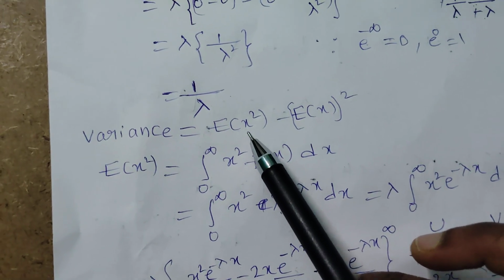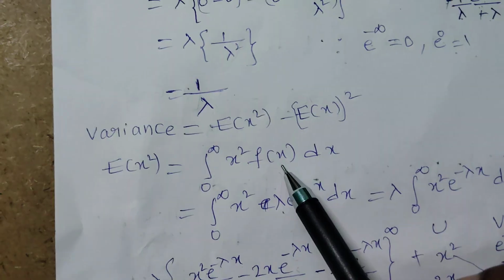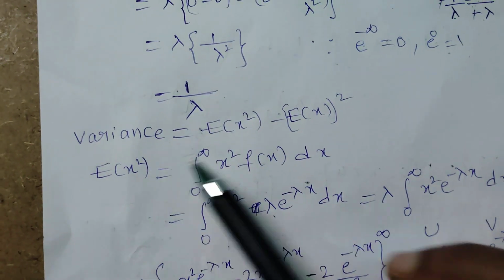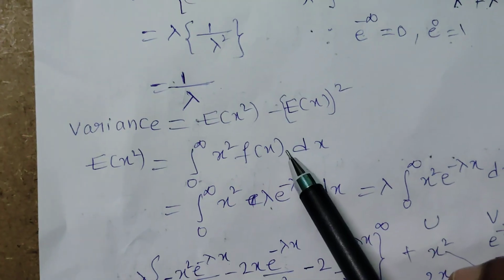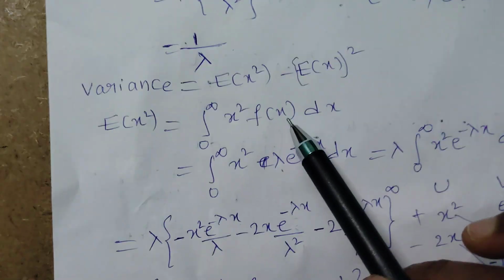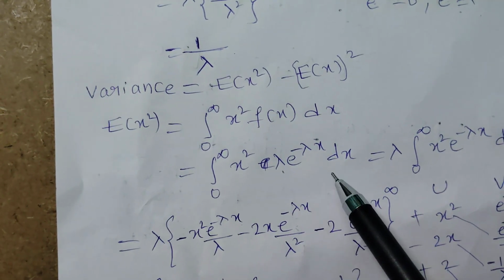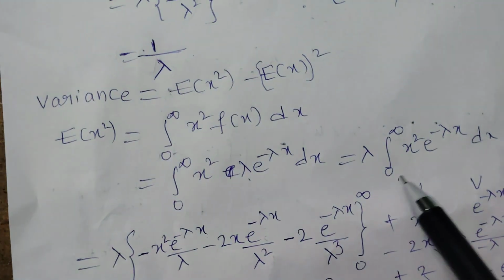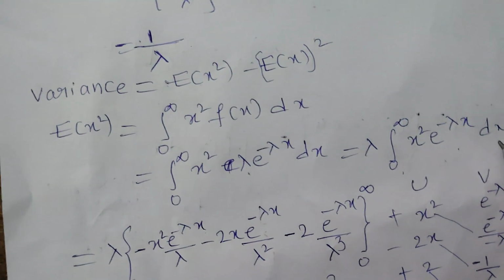E of x square means here we get x square into f of x. What is f of x for exponential? Lambda into e power minus lambda x. Okay, lambda take common, we get x square into e power minus lambda x dx.